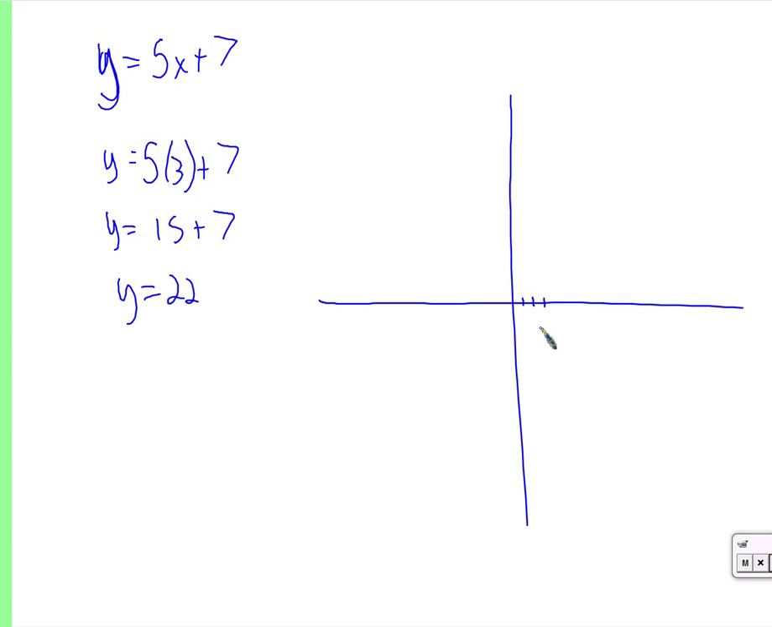You go over, you go towards x three times. Okay, so you go 3 to the right. And then you go up 22. 1, 2, 3... All right, there's a point.